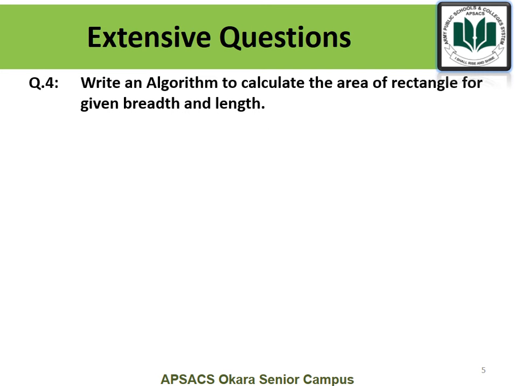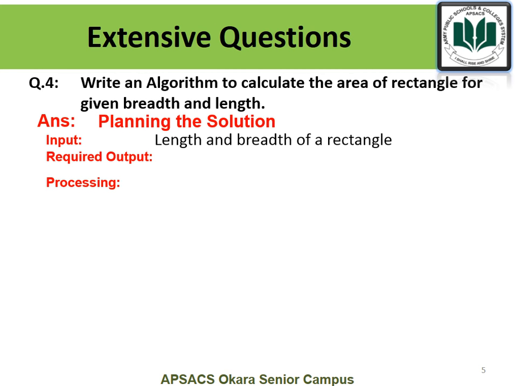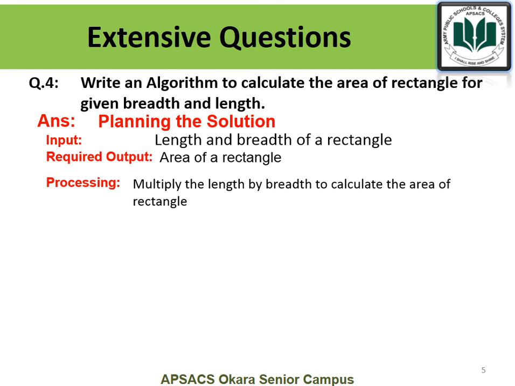Question number 3 was about the steps involved in problem solving. Now question number 4 is: write an algorithm to calculate the area of a rectangle for given breadth and length. First of all we will plan the solution: input, required output and processing. Input will be the length and breadth of the rectangle and output will be the area of the rectangle. Then processing: we have to multiply the length with the breadth to find the area.